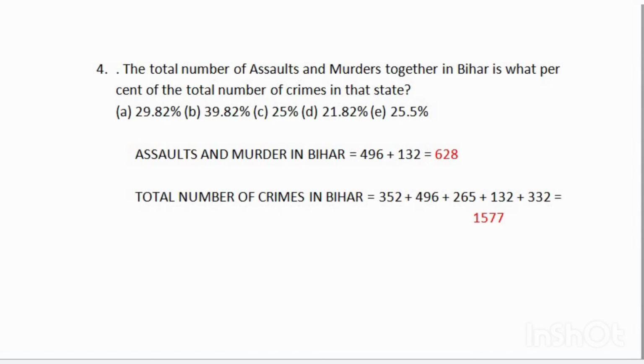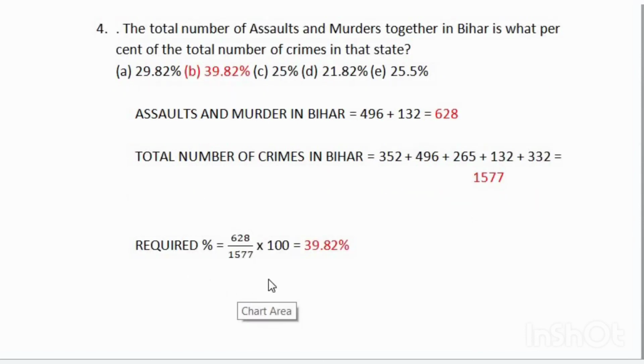That means the required percentage is equal to 628, the assaults and murders together in Bihar, divided by, after "of", the total number of crimes, and that is 1577. Then for the required percentage, finally multiply it with 100. So you will get 39.82, and option B is the answer.